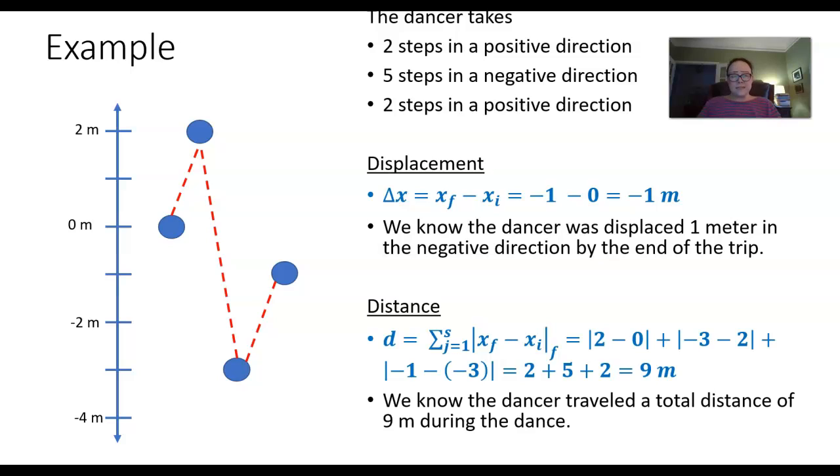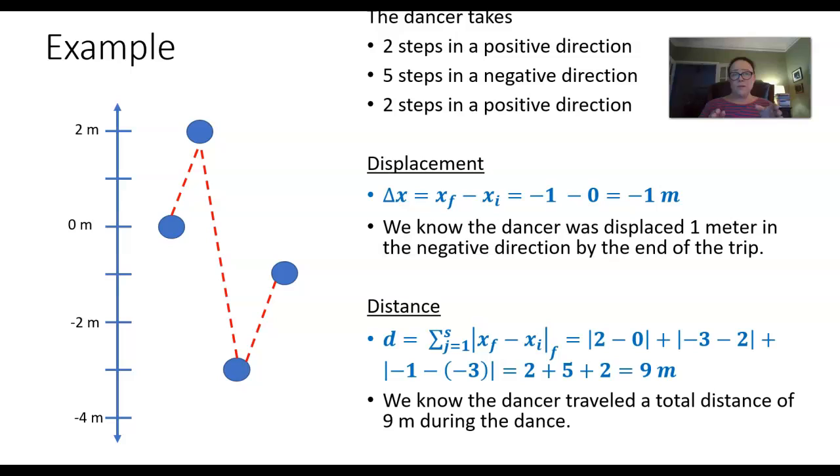Well, what was the distance that the dancer traveled? To find the distance, I have to add up the absolute values of the individual displacements. And I mean for each portion of the trip. So in the first portion, she moved in the positive direction, 2 meters, right? That displacement was final minus initial, 2 meters minus 0 meters. That was 2 meters. In the second part of this dance routine, she took 5 steps in the negative direction.